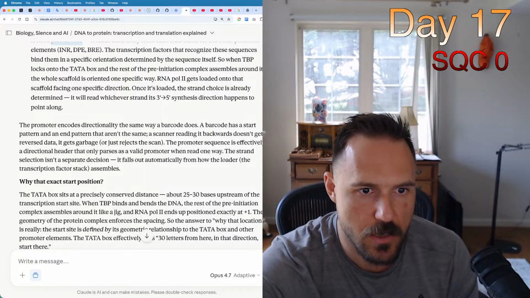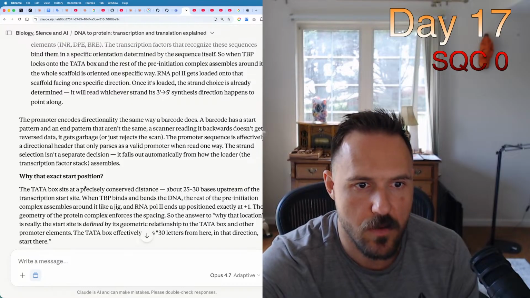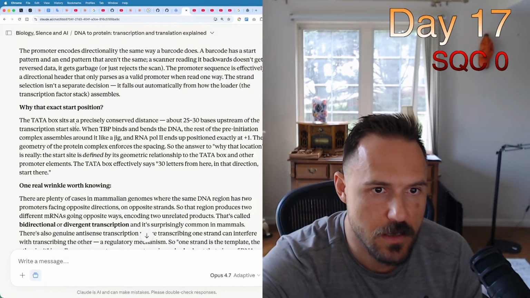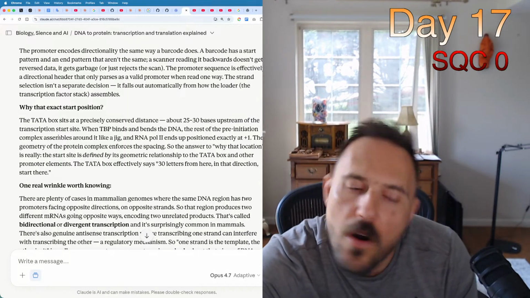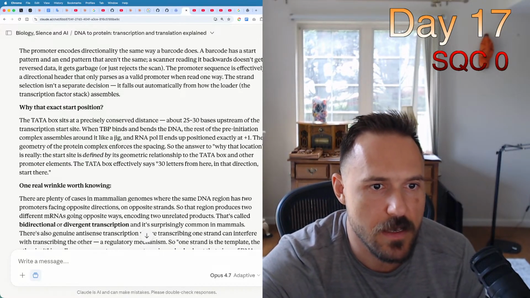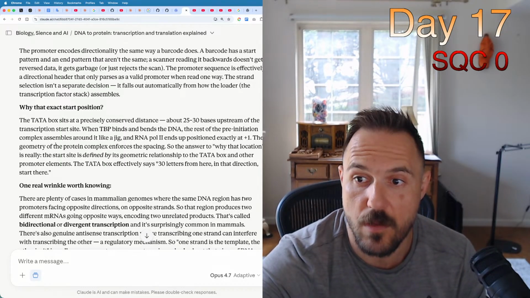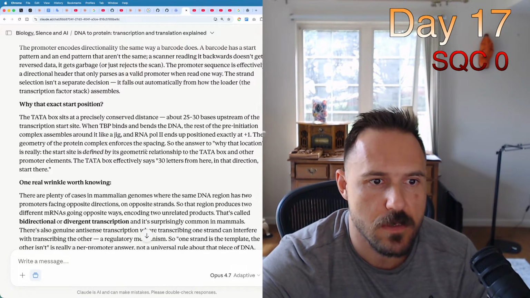The strand selection isn't a separate decision. It falls out automatically from how the loader factor stack assembles. Why is that the exact start position? Yes, so the TATA box sits at a precisely conserved distance, about 25-30 bases upstream of the transcription start site. No, I'm not asking about why the TATA box position. I'm asking about why this particular TATA. Complexes form around it, like TFIID and RNA Pol II.